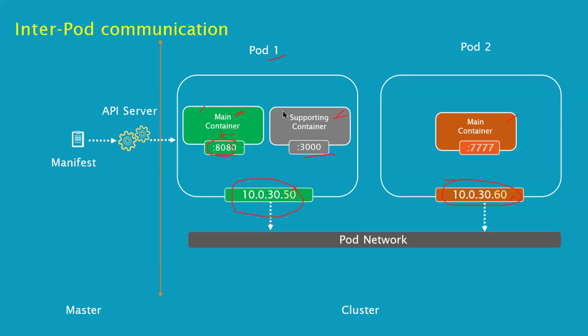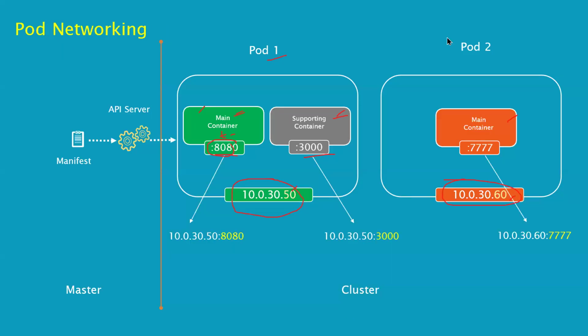So what does the purpose of this port number mean? Tomorrow, if you want to communicate between the pods, these port numbers will be used to uniquely identify the container. For example, in this scenario, pod 1 is assigned this IP address. Similarly, pod 2 is assigned this IP address. In pod 1, we have two containers. Container 1 is assigned port 8080 and container 2 is assigned port 3000.